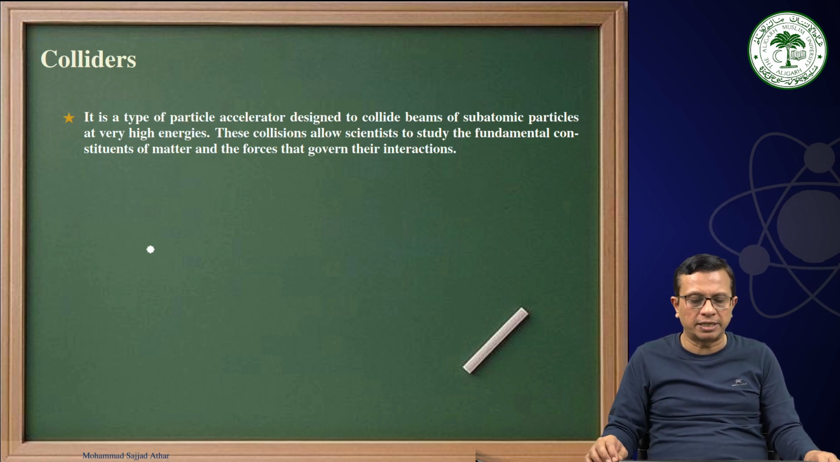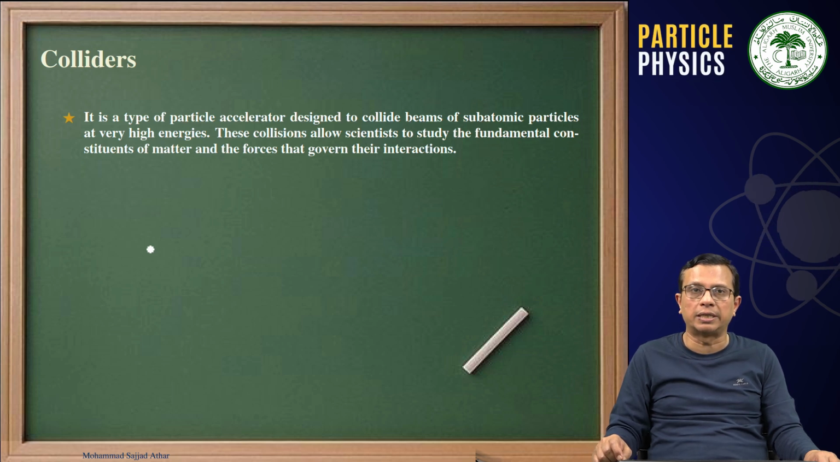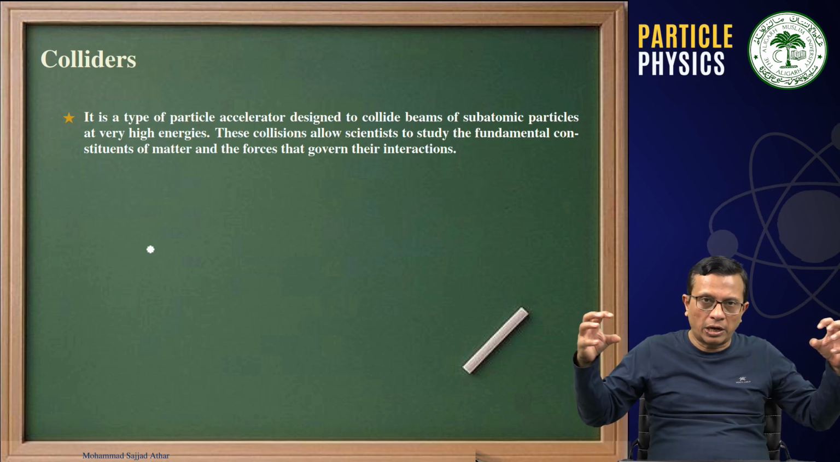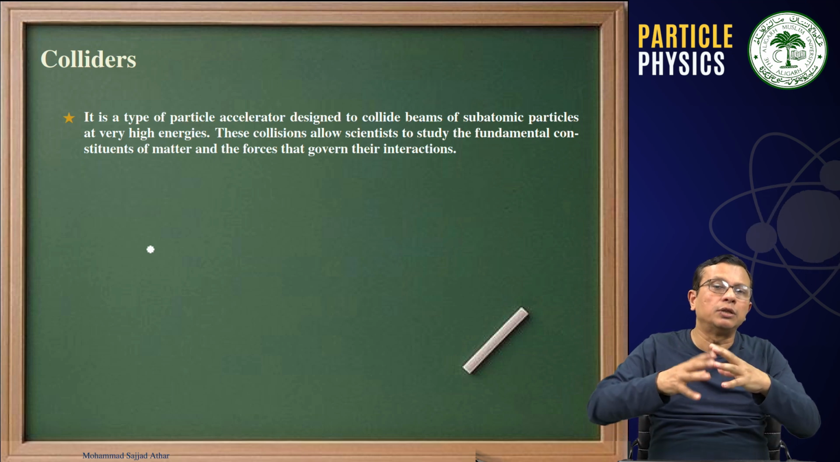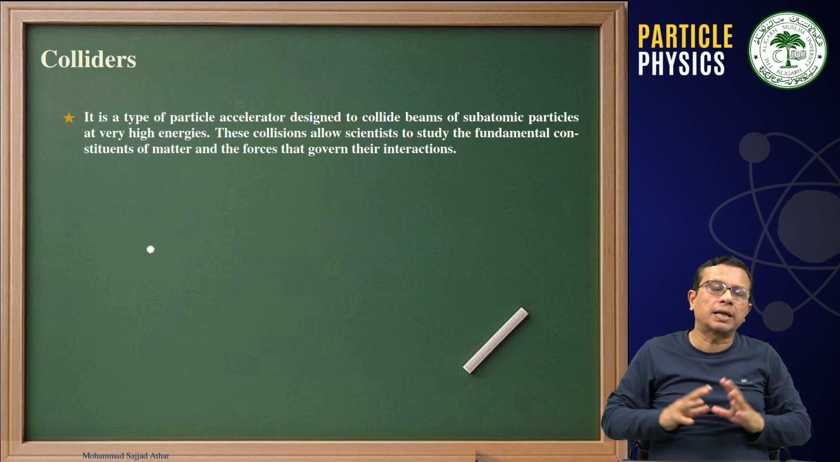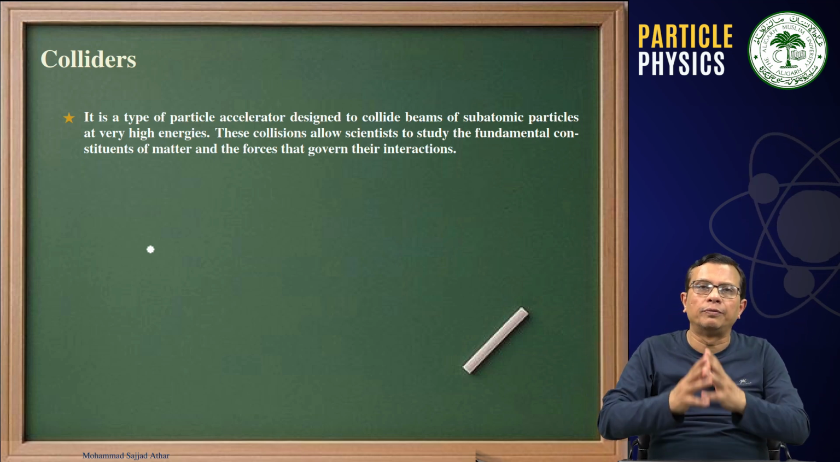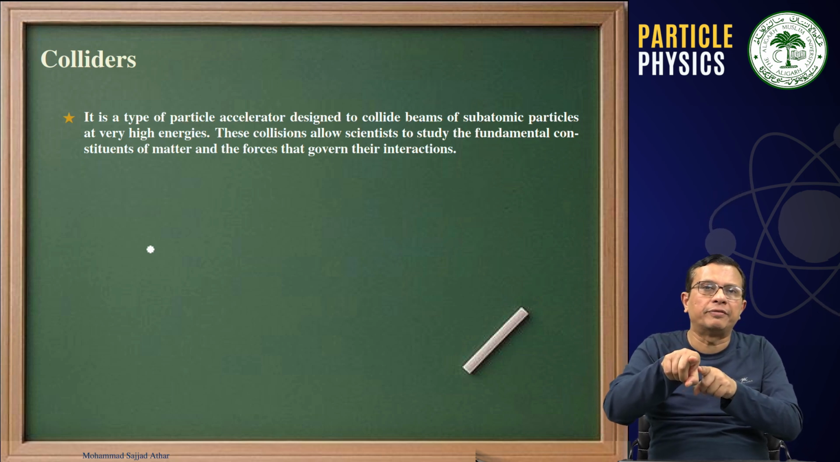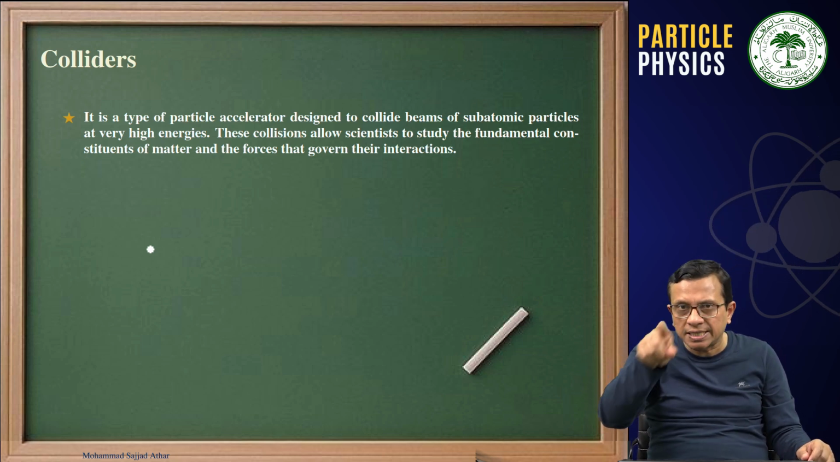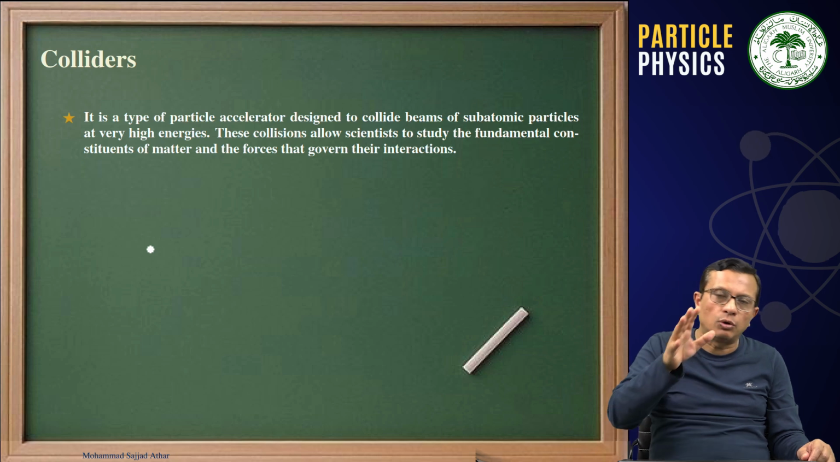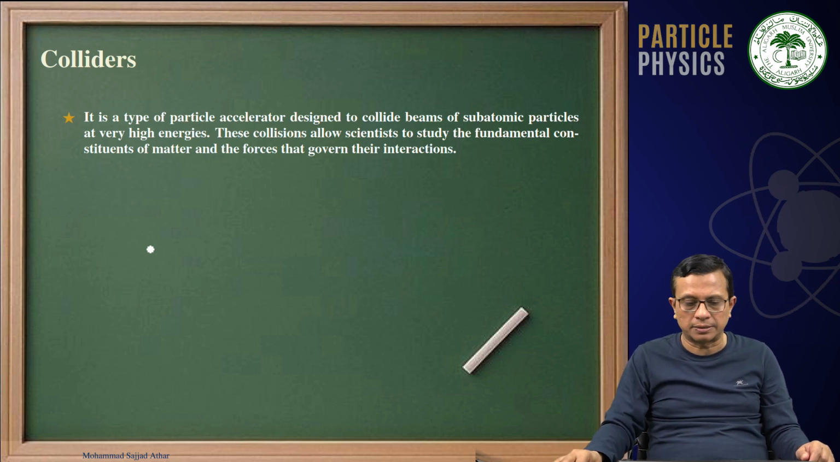Therefore, a collider is a type of particle accelerator designed to collide beams of subatomic particles at very high energies. These collisions allow scientists to study the fundamental constituents of matter and the forces that govern their interactions. Mind it, when you have a huge amount of energy, then you will be able to see new particles, exotic particles, or your wavelength is becoming very small. Then you are going inside of a particle. You are seeing inside of an object.